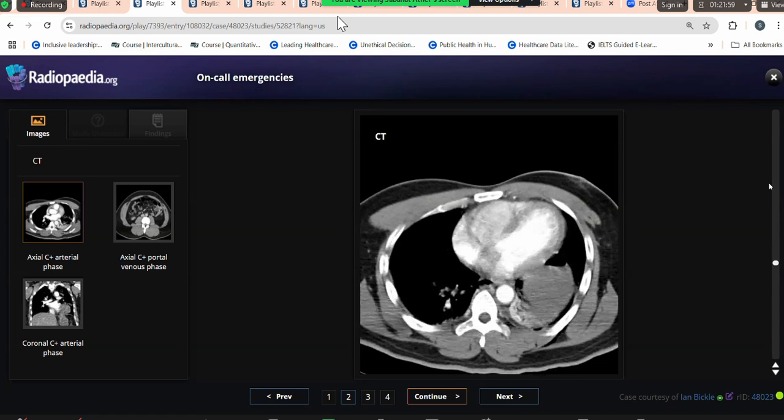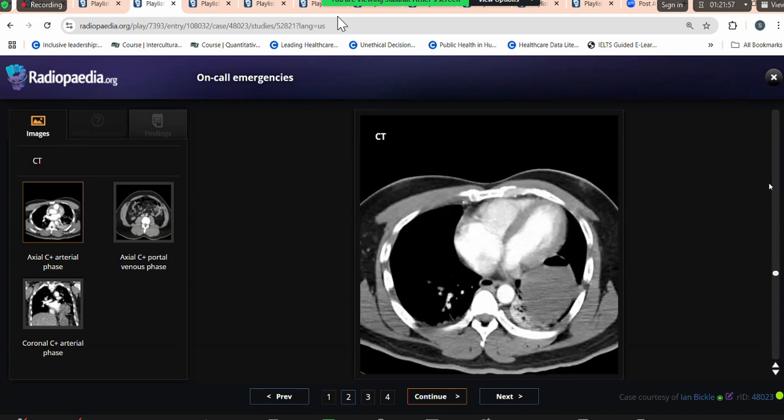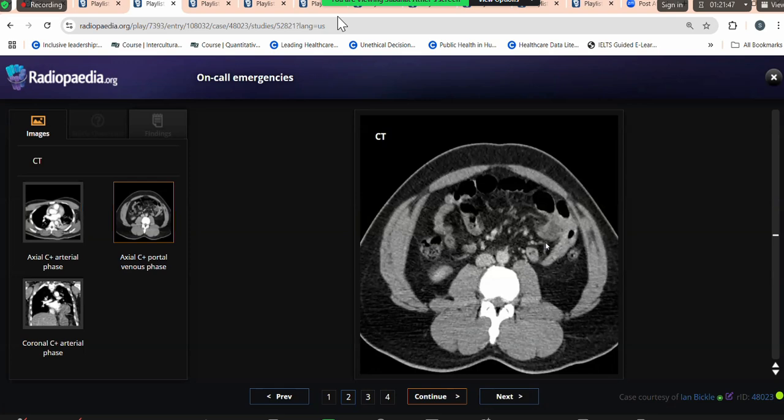You're free to look at the portal venous phase if you think it can help you out. I've got only this arterial phase. I can select the other one also. Yes, you can select the axial portal venous phase, if that would help you out.